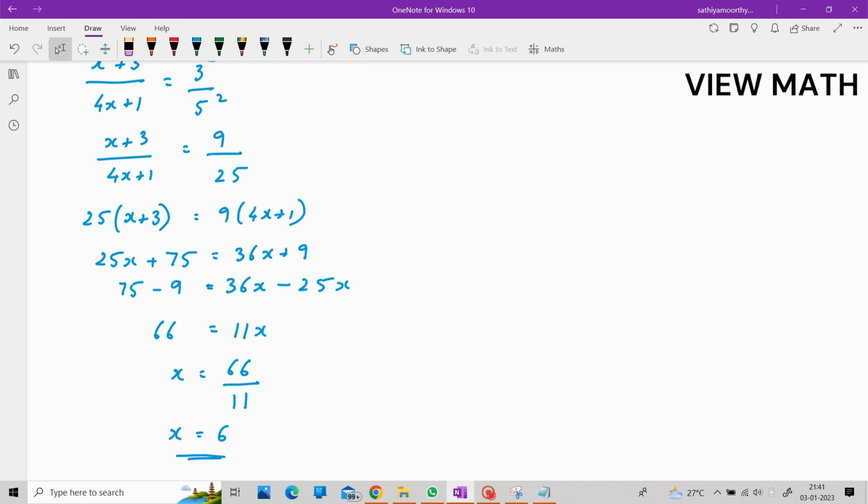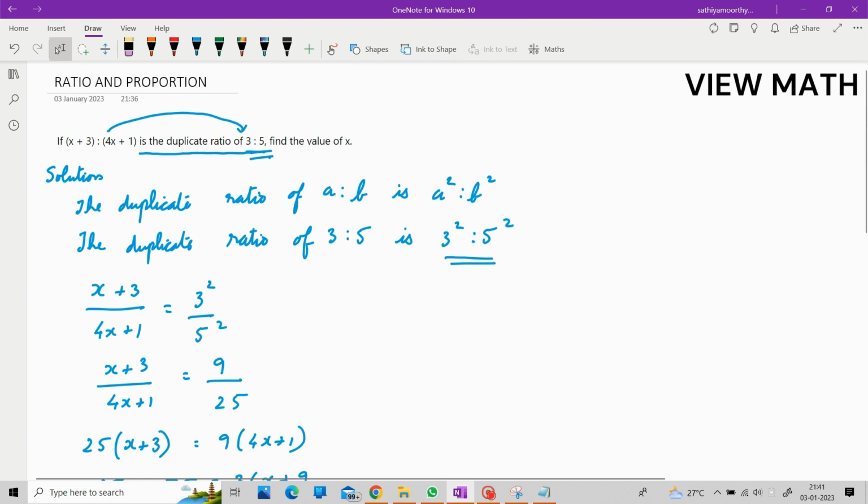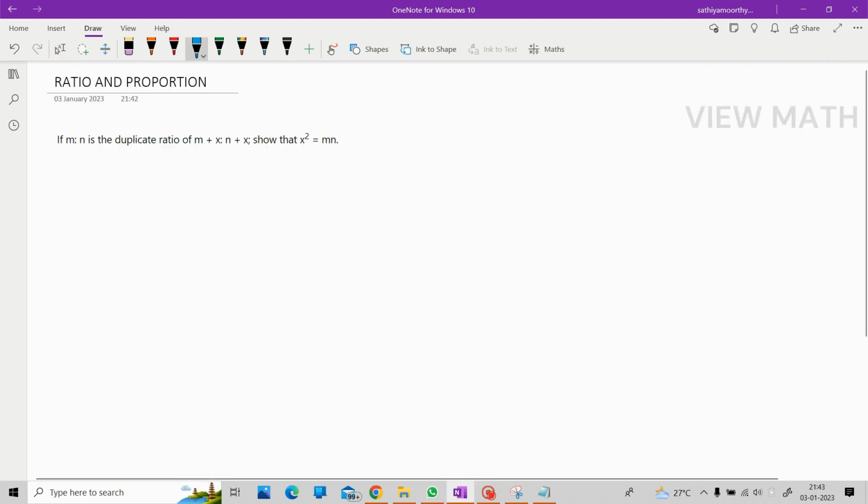So we have found out. First what we are doing is we are equating (x + 3) : (4x + 1) to the duplicate ratio of 3 : 5. The duplicate ratio of 3 : 5 is 3 square : 5 square. So I have equated, cross multiplied and simplified to find out the value of x. So in this problem we are getting the value of x is equal to 6. Now let's see the next problem.